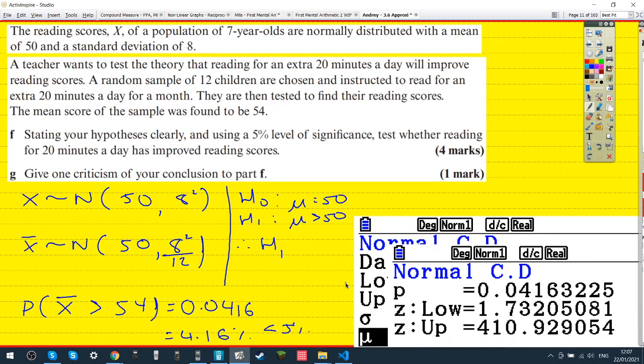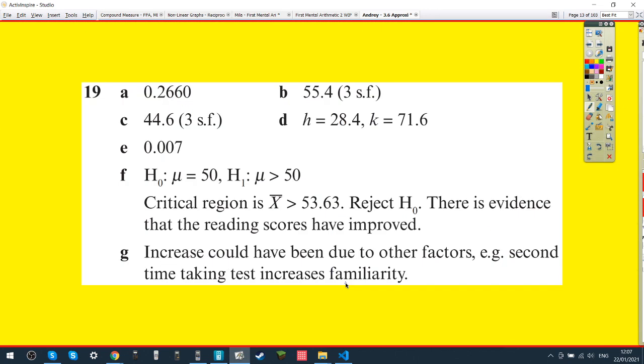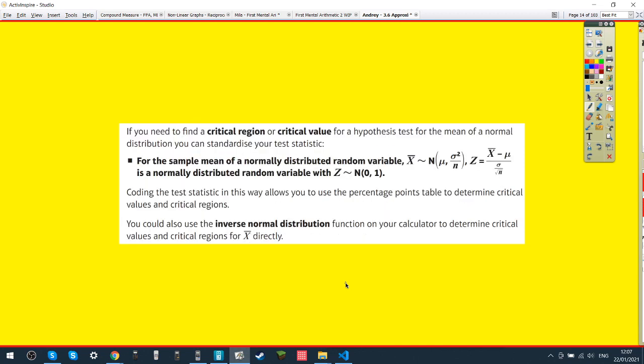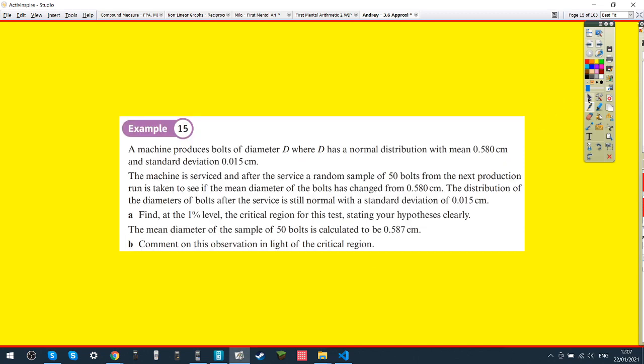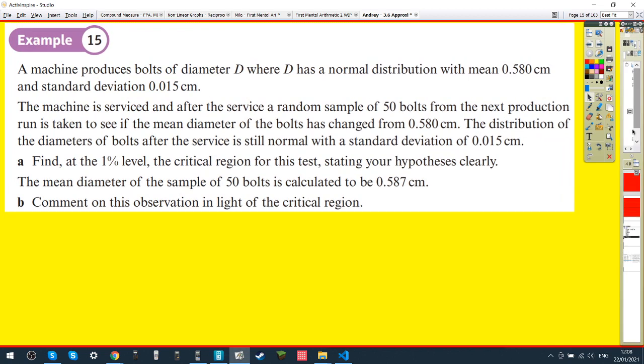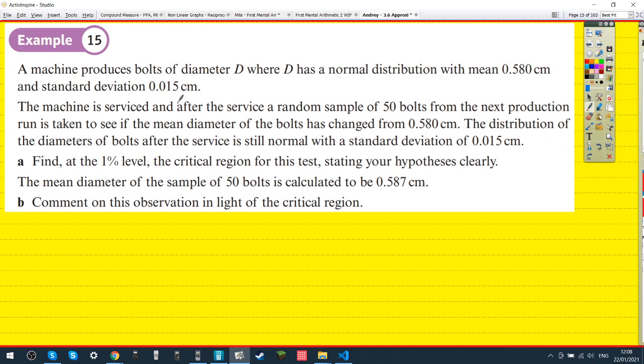So one way is the way we've been doing it: what are the odds that it was just random chance? Another way is to find the critical region and do it that way. So anything more than 53.63 would be the critical region. We'll give this a go. So we have to find the critical region for this one.